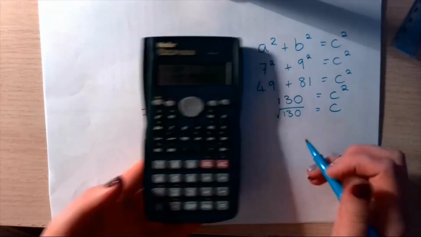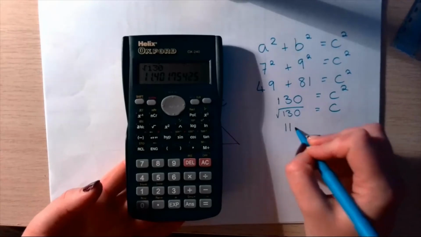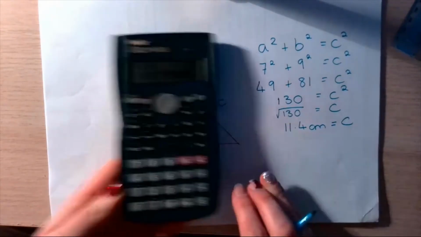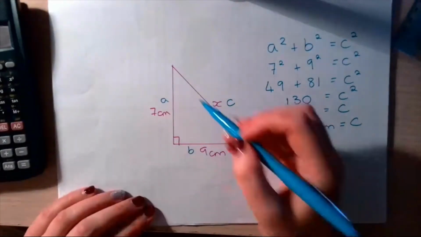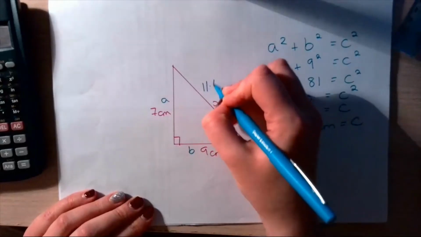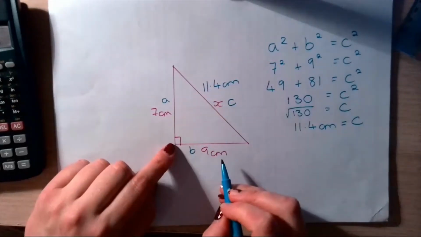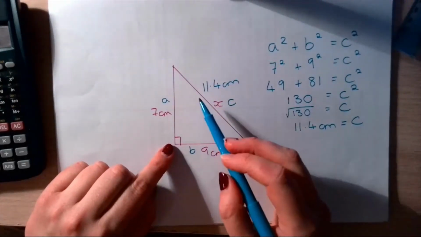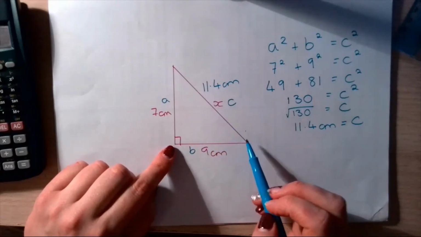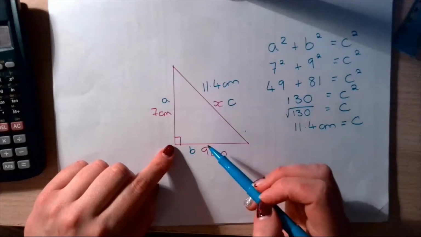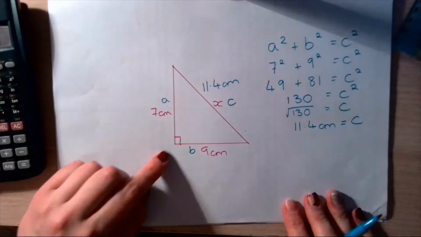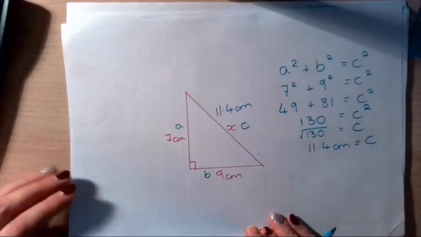I'm going to round that to one decimal place. Okay, so 11.4 centimetres equals C. And just check if it makes sense. Okay, we know C is the longest side of the triangle. And 11.4 is longer than 7 and 9, and it's not silly, I've not put 114, that wouldn't work, would it? It'd be far too big. Okay, and if it was smaller than 7 or 9, we know something's gone wrong, because it has to be the longest side.